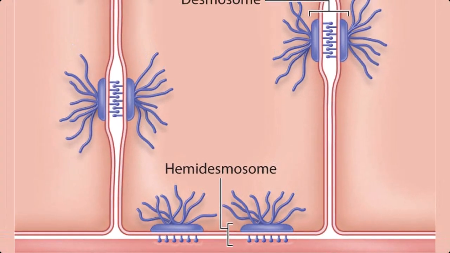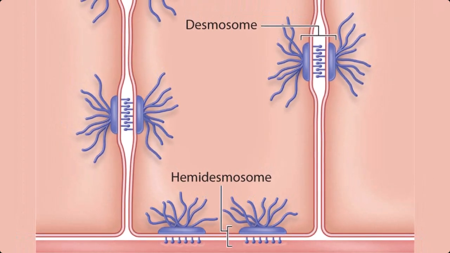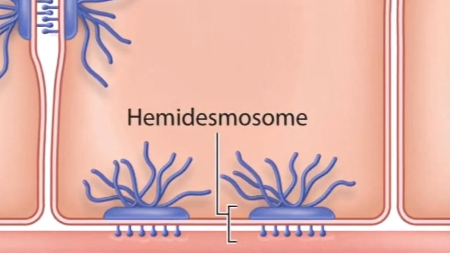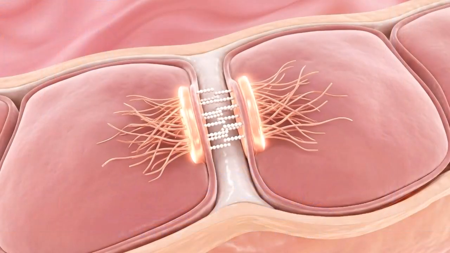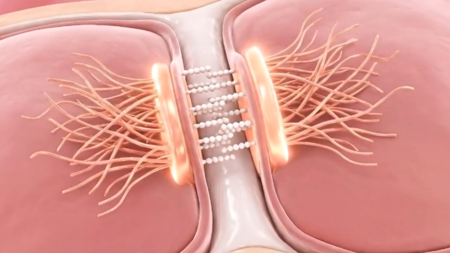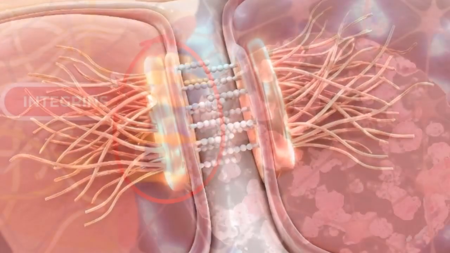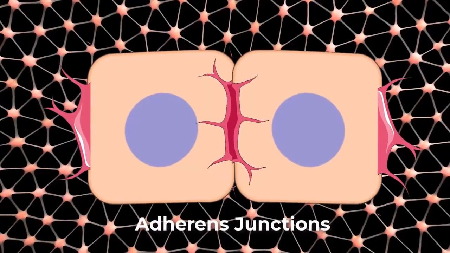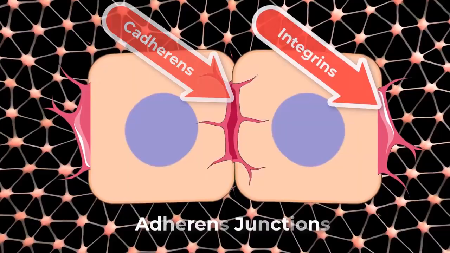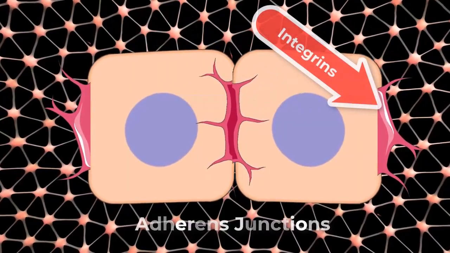Hemidesmosomes are so named because they look like half a desmosome. These hemidesmosomes link cells to the extracellular matrix. While similar in appearance to desmosomes, they include the adhesion proteins called integrins rather than cadherins. Adherens junctions use either cadherins or integrins, depending on whether they are linked to other cells or the matrix.